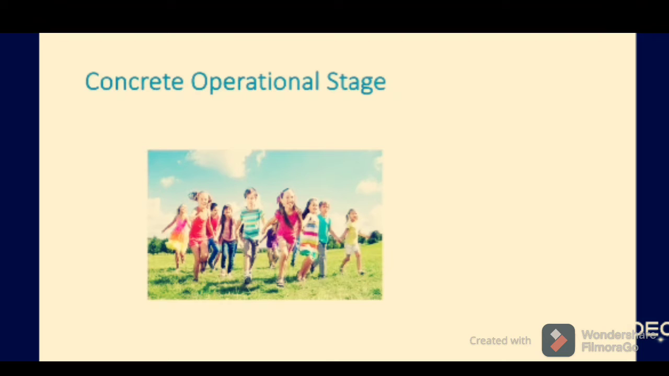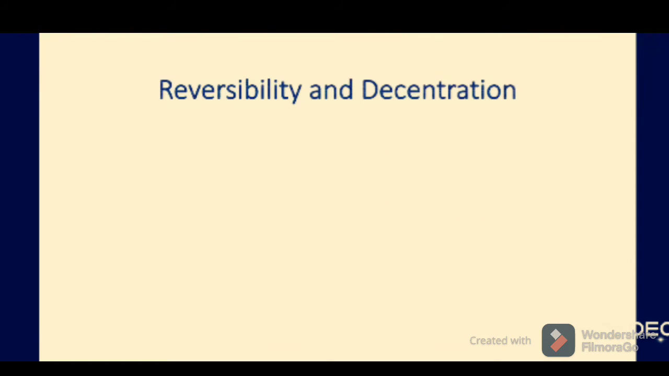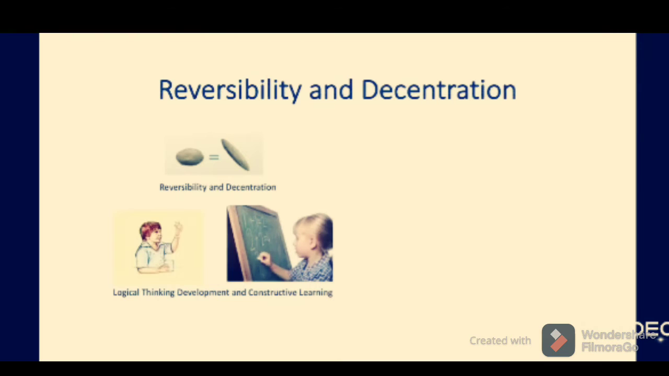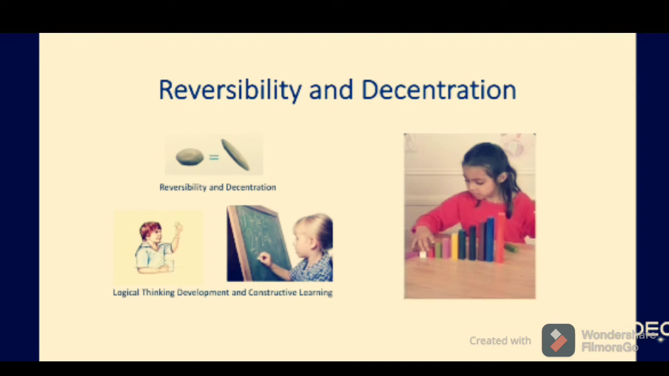Next, we'll see about the concrete operational stage. It occurs from 7 to 11 years. The child understands the world through logical thinking and categories. Thinking at this stage is still concrete. Reversibility and decentration are seen in this stage. Reversibility means the child has the ability to mentally go through a series of steps in a problem and then reverse the direction, returning to the starting point. Decentration means the child has the ability to focus on several aspects of a problem at once and relate them.